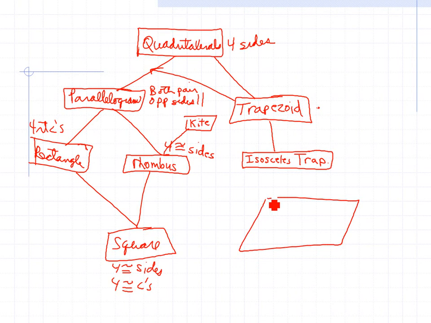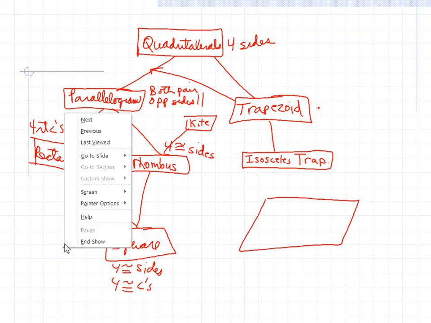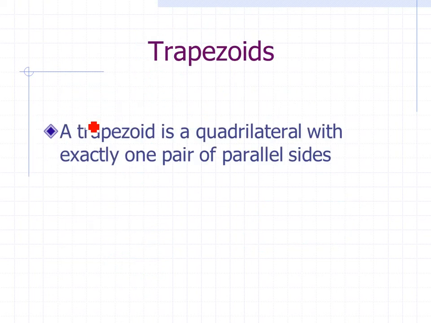Instead of both pairs of opposite sides being parallel, one pair of opposite sides is parallel. I'm going to put the definition up here now. This is the definition of a trapezoid. The word that they left out now in the definition is this word. Instead of saying it has exactly one pair, now they're saying it has one pair.